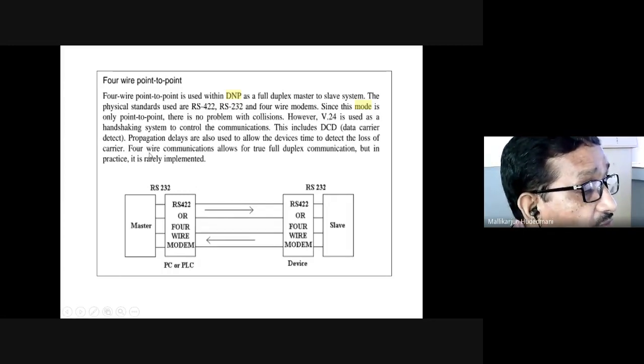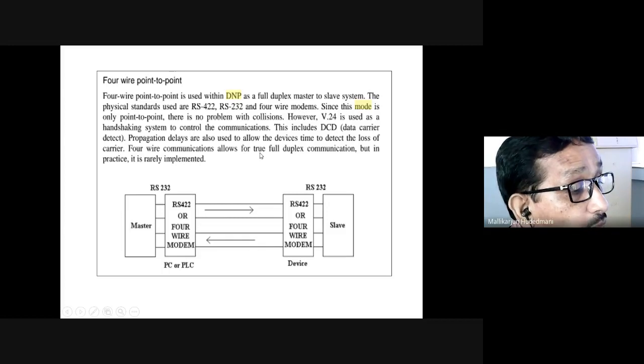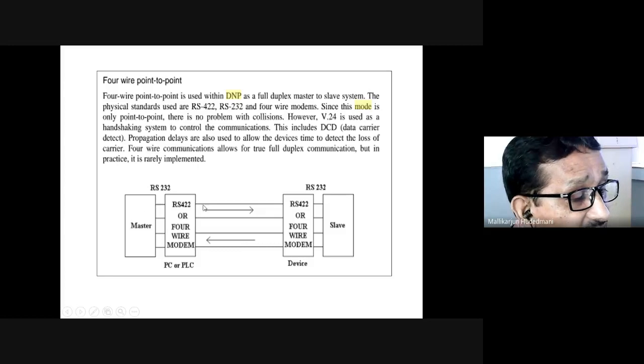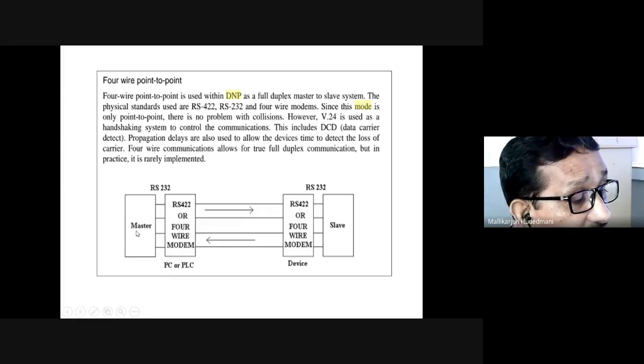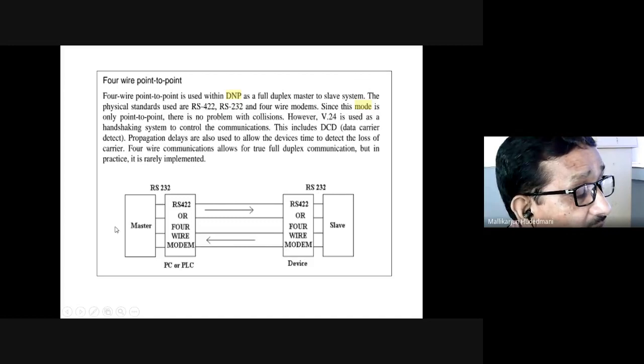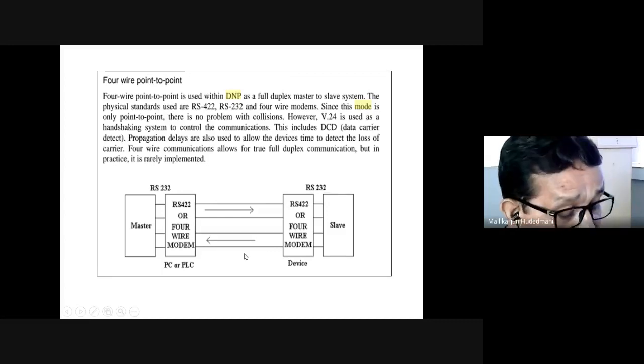Four-wire communication allows for true full duplex communication, but in practice it is rarely implemented. It is not required, it is redundant. It is redundant because the master queries the slave. Why would the slave require the master to query sometimes or all the time? It is the master that decides what information it expects from the slave. If the slave is healthy, it will take care. If the slave is in need, it will monitor. That intelligence is programmed in the master and slave end-to-end connection, so why full duplex? So it is rarely used, it is not good practice.